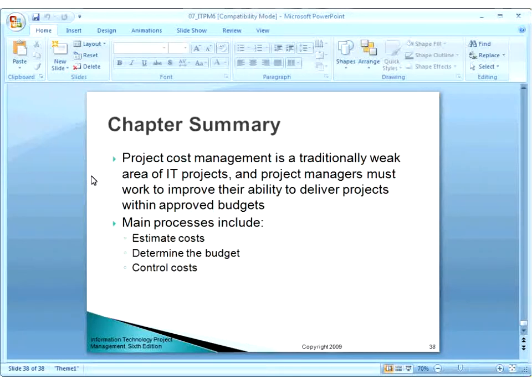Now this is the chapter summary. Now I want to know if you have any questions from this. Any questions?